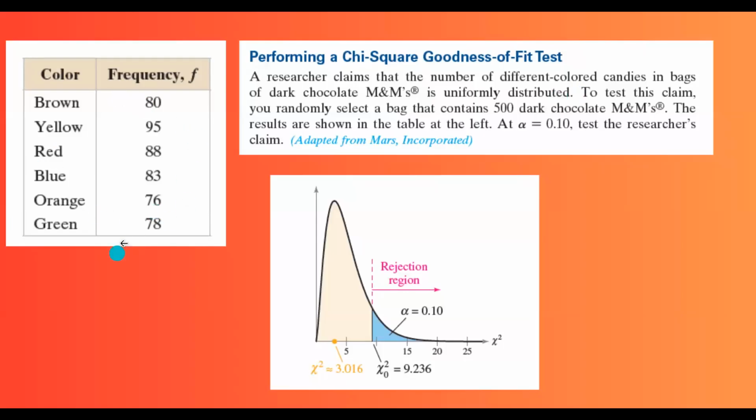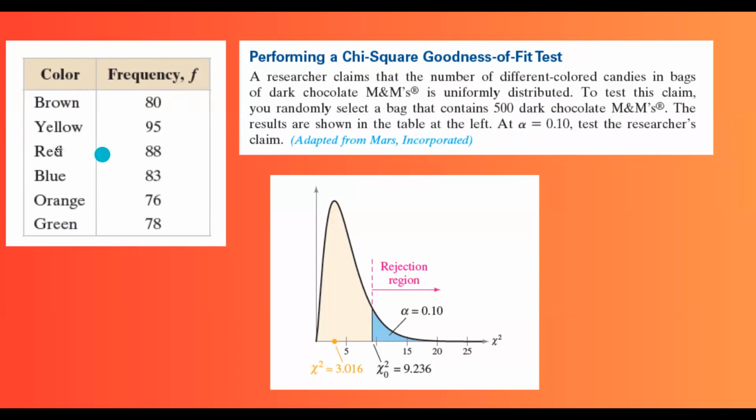Let's take a look at another example. A researcher claims that the number of different colored candies in bags of dark chocolate M&Ms is uniformly distributed. To test this claim, you randomly select a bag that contains 500 dark chocolate M&Ms, and the results are shown in the table at the left-hand side.